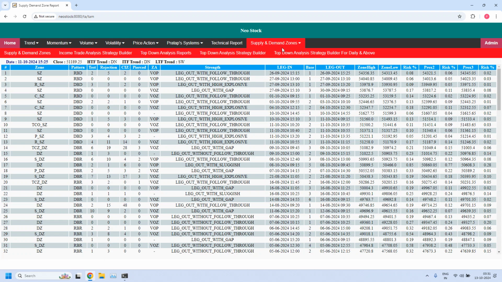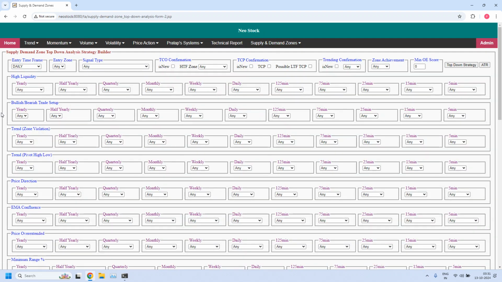Next we will start different income trades for bullish and bearish trade setups. That is monthly, weekly, daily and hourly income trades I am going to generate. First let's start with the monthly income trade, the monthly bullish trade setup for the monthly income trade.